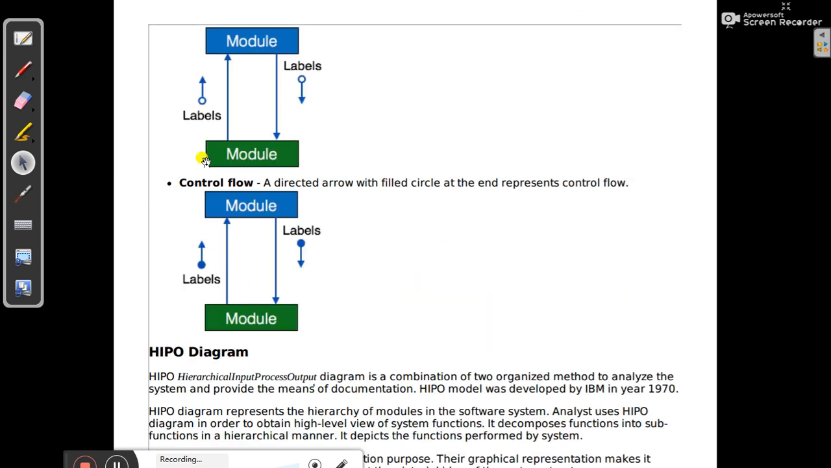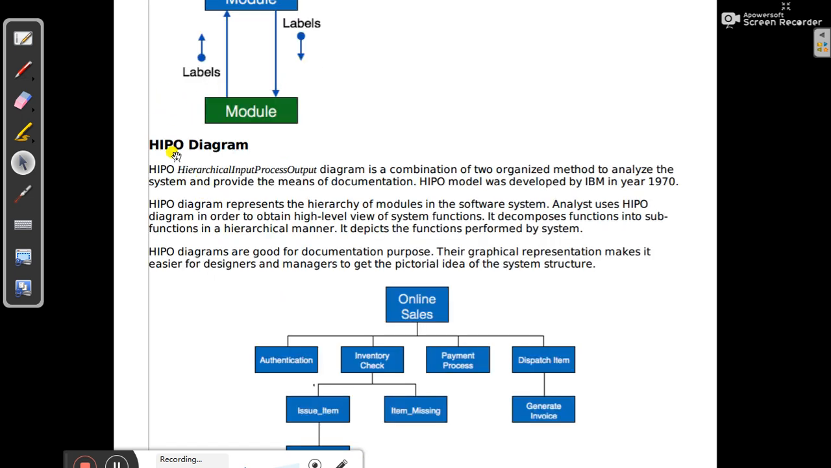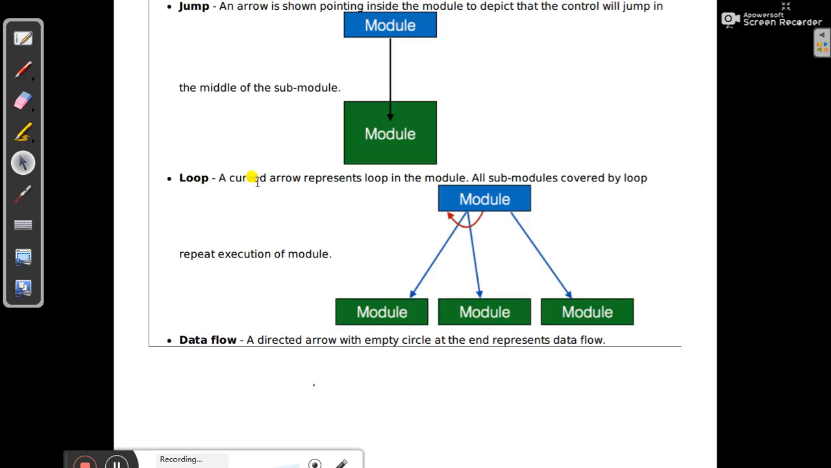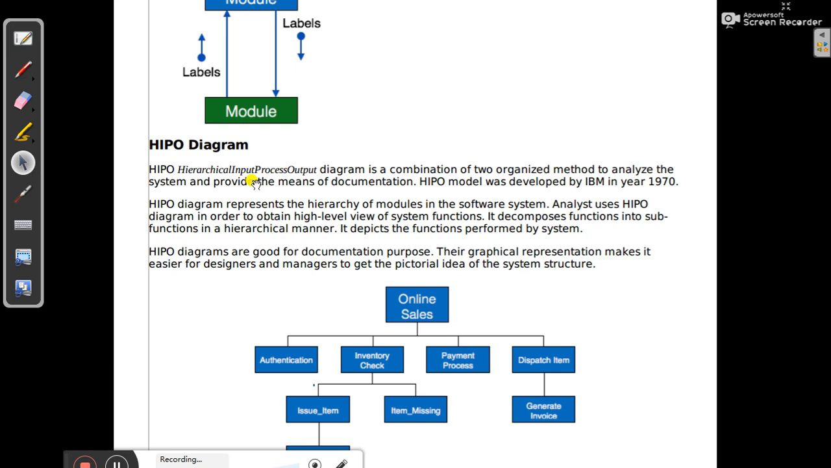Here you can see these are the levels. Okay, and there is a difference between control flow and data flow. This is data flow, this is control flow. Control flow means one module is controlling another module, and the flow can come in either direction. And if the data is flowing, then you can show it using these symbols.